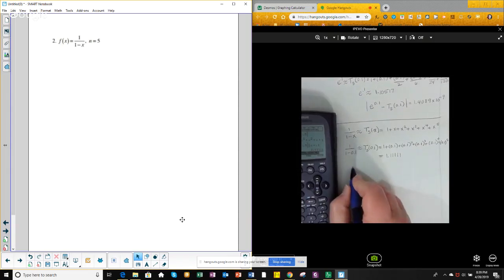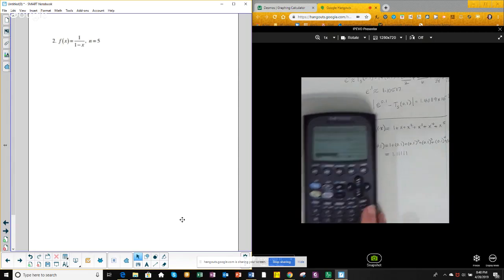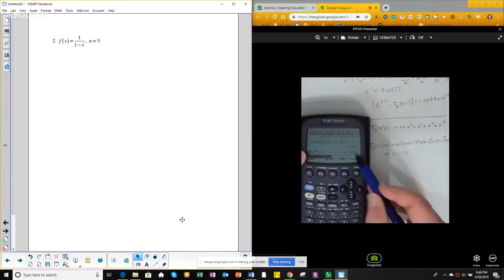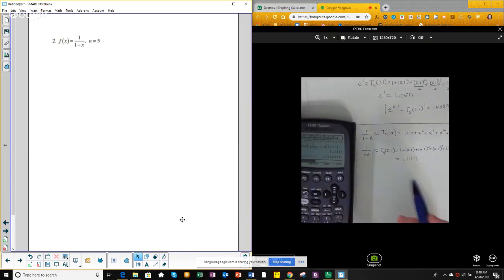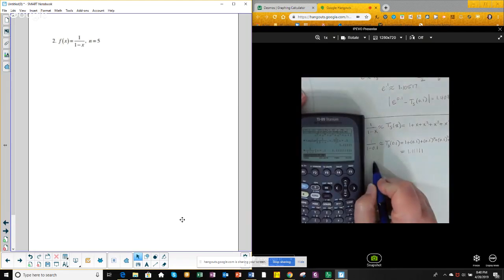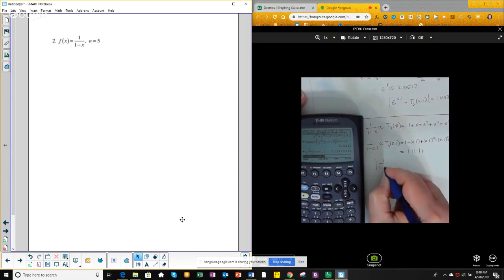So what is the exact? Well, what happens is that I'm going to put in 1 divided by 1 minus x such that x equals 0.1. And we get 1 with a bunch of 1s in it. So this is a very good approximation for 1 over 1 minus x evaluated at 0.1. And if I wanted to know what the error was, using my 5th degree, the actual error, the magnitude of the error, I would say 1 over 1 minus 0.1.